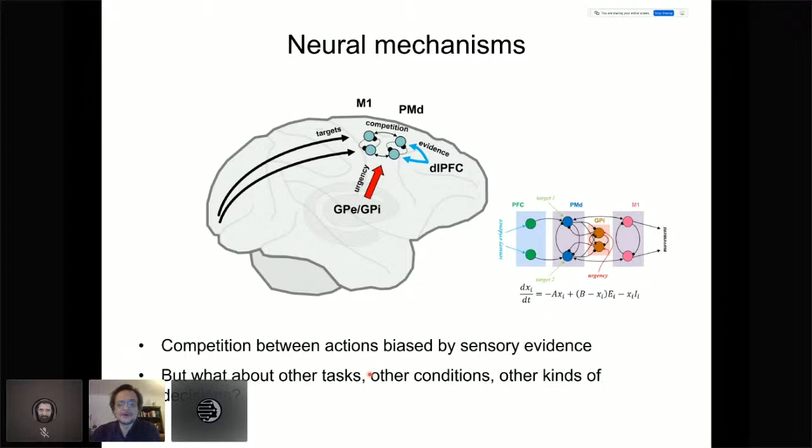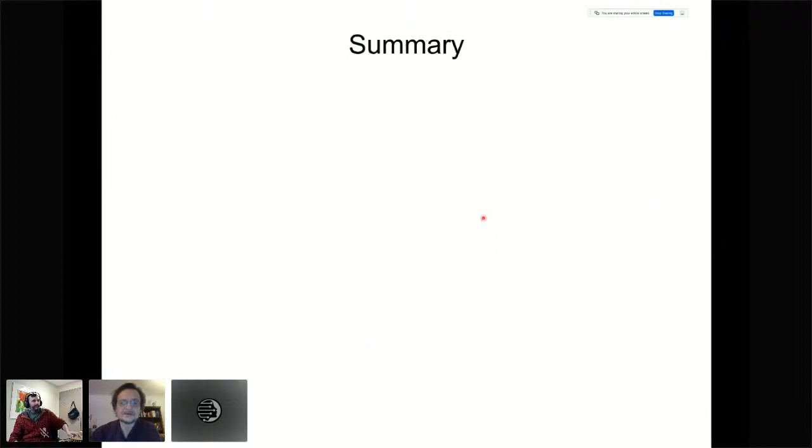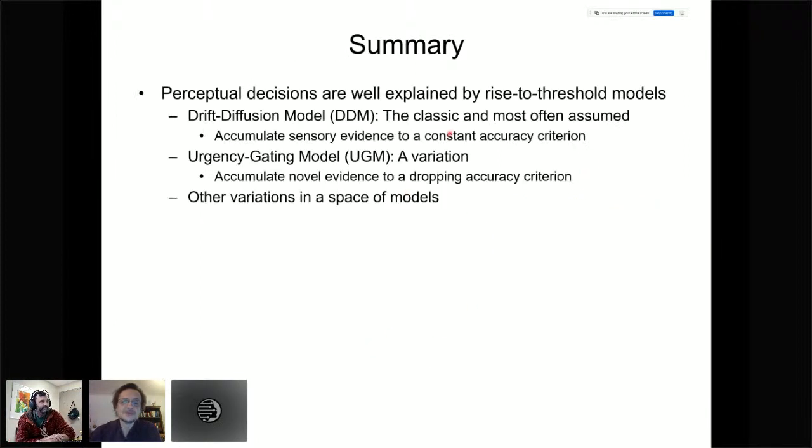Now you might say, okay, what about other tasks, other kinds of conditions, other kinds of decisions? That would be a whole other presentation. Instead, I'll just summarize what I've shown here. So perceptual decisions are well explained by this class of rise to threshold models.